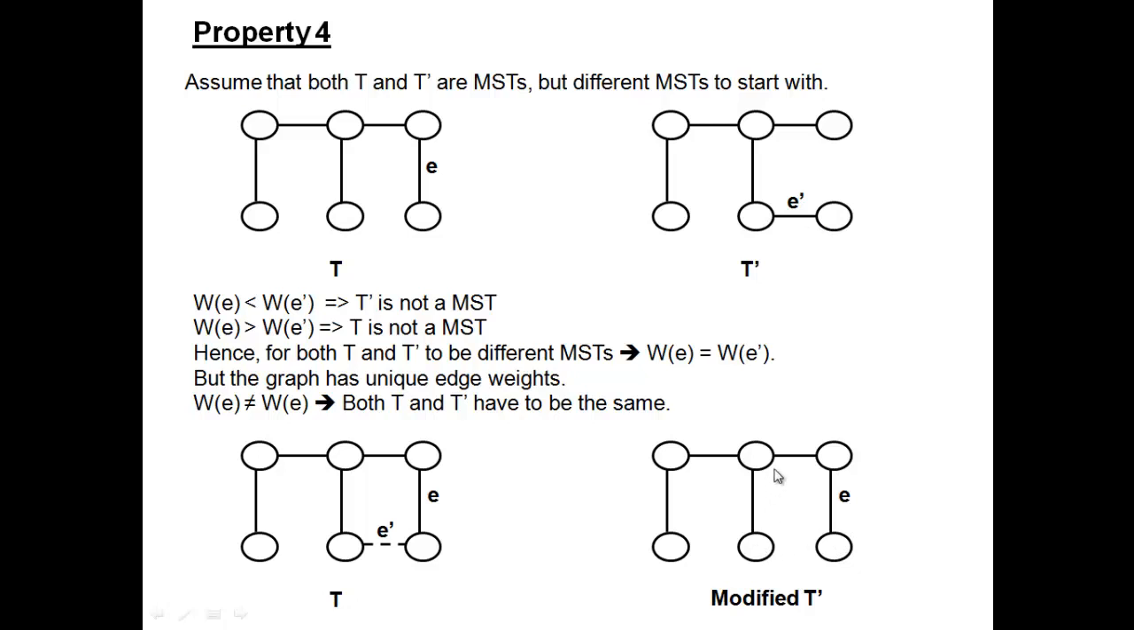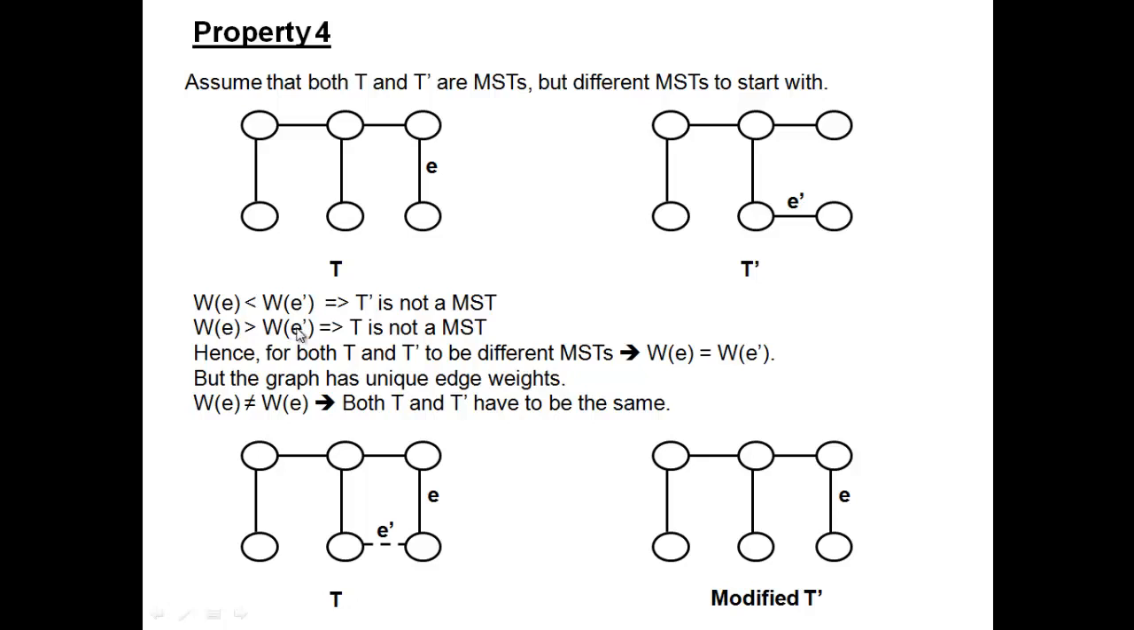That would still be a spanning tree. But if the weight of E is less than the weight of E prime, T prime is no longer a minimal spanning tree to start with. Why? Because by doing this edge change, by removing E prime and adding E, I am able to reduce the weight of T prime, because the weight of E is less than the weight of E prime, right? So the modified T prime has a lower weight than this T prime, which makes T prime not a minimal spanning tree to start with. That's a contradiction, right? So if we want to maintain T prime as a minimum spanning tree, then the weight of E has to be greater than the weight of E prime, right?